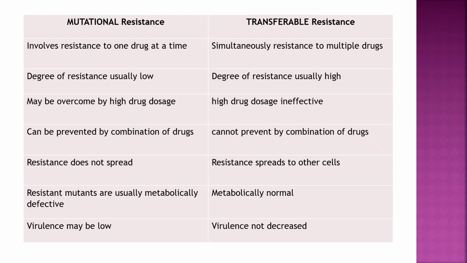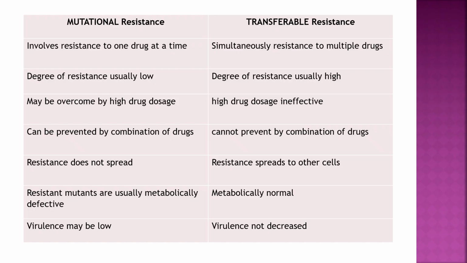Difference between mutational resistance and transferable resistance. Mutational resistance involves resistance to one drug at a time; transferable, multiple drugs. In mutational resistance the degree of resistance is usually low, and in transferable it is high. Mutational resistance may be overcome by high drug doses; in transferable, this is ineffective. Mutational resistance can be prevented by a combination of drugs; transferable cannot be prevented.